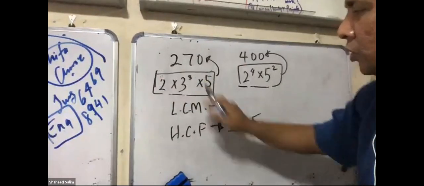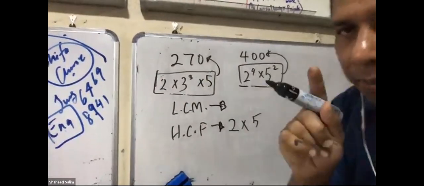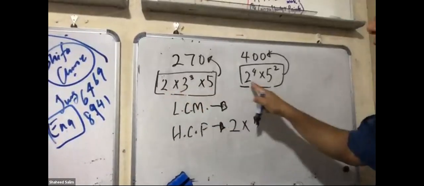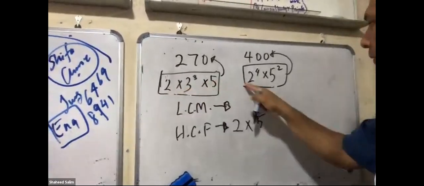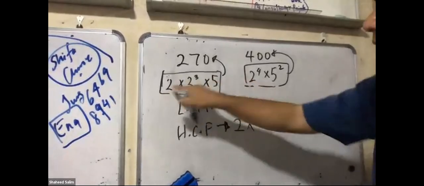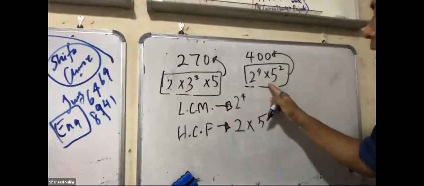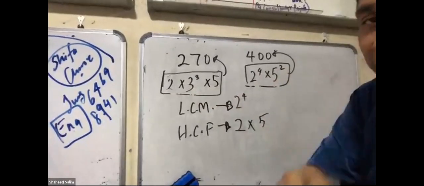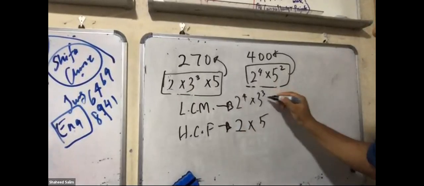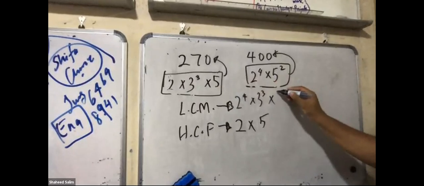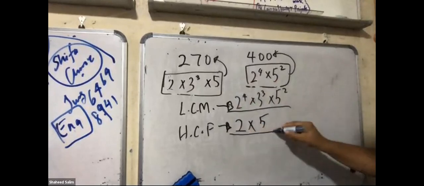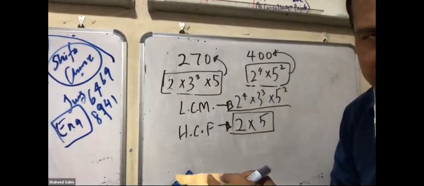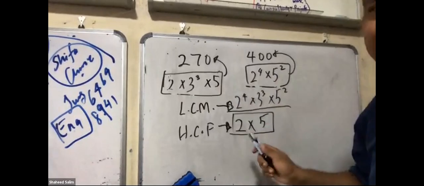For LCM, you take all the numbers and the bigger one. So we start with 2. This one got 2, this one got 2, but take the bigger one. Which one is bigger? 2 to the power 4. Yes. Okay, 3 to the power 3. This one has no 3 to the power 3, but you must include it. Even if not the same, you must include. So put 3 to the power 3 times 5 and 5 to the power 2. Take the bigger one, 5 to the power 2. This one is LCM. This one is HCF. You must memorize this. You know how to do this. We have done this many times.